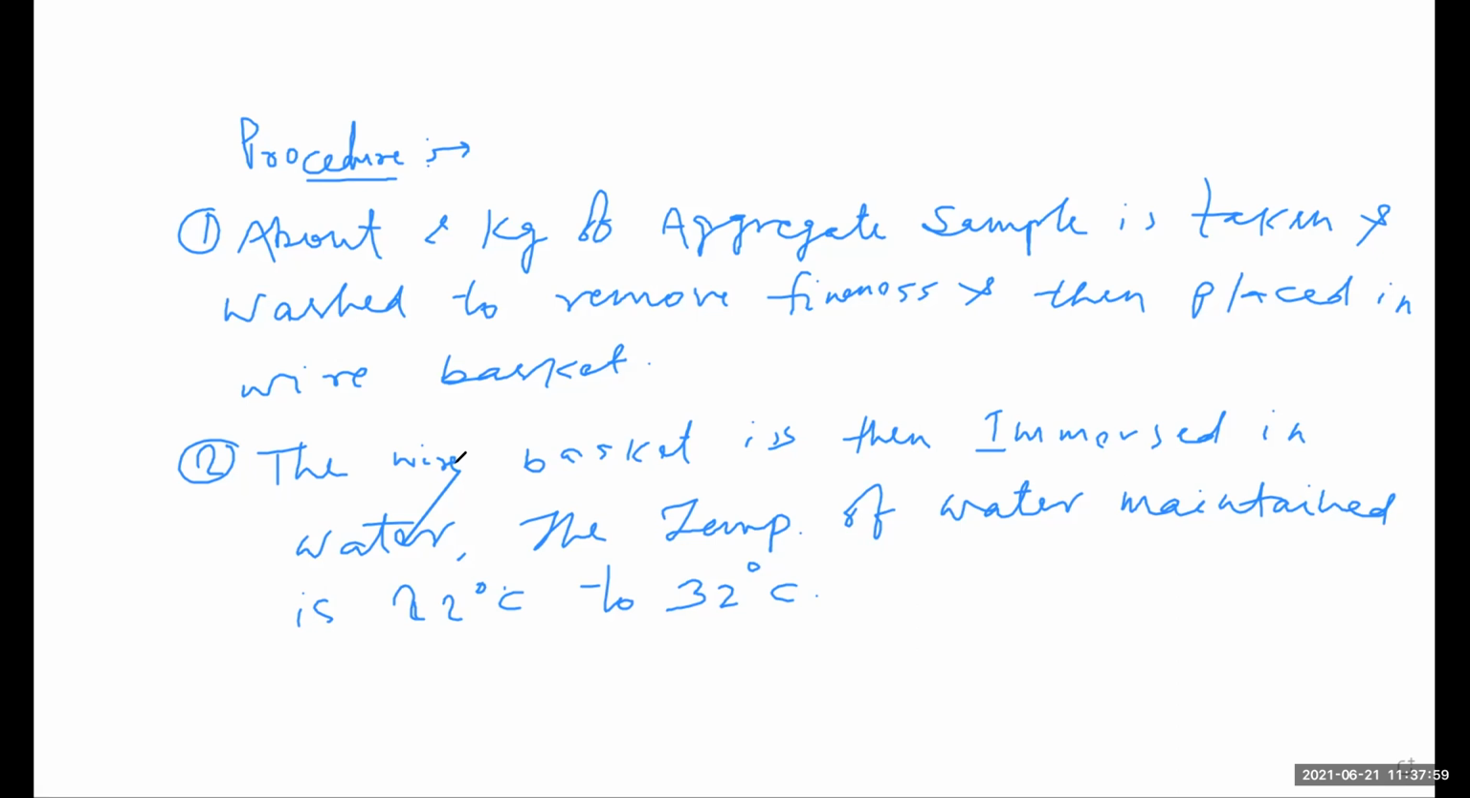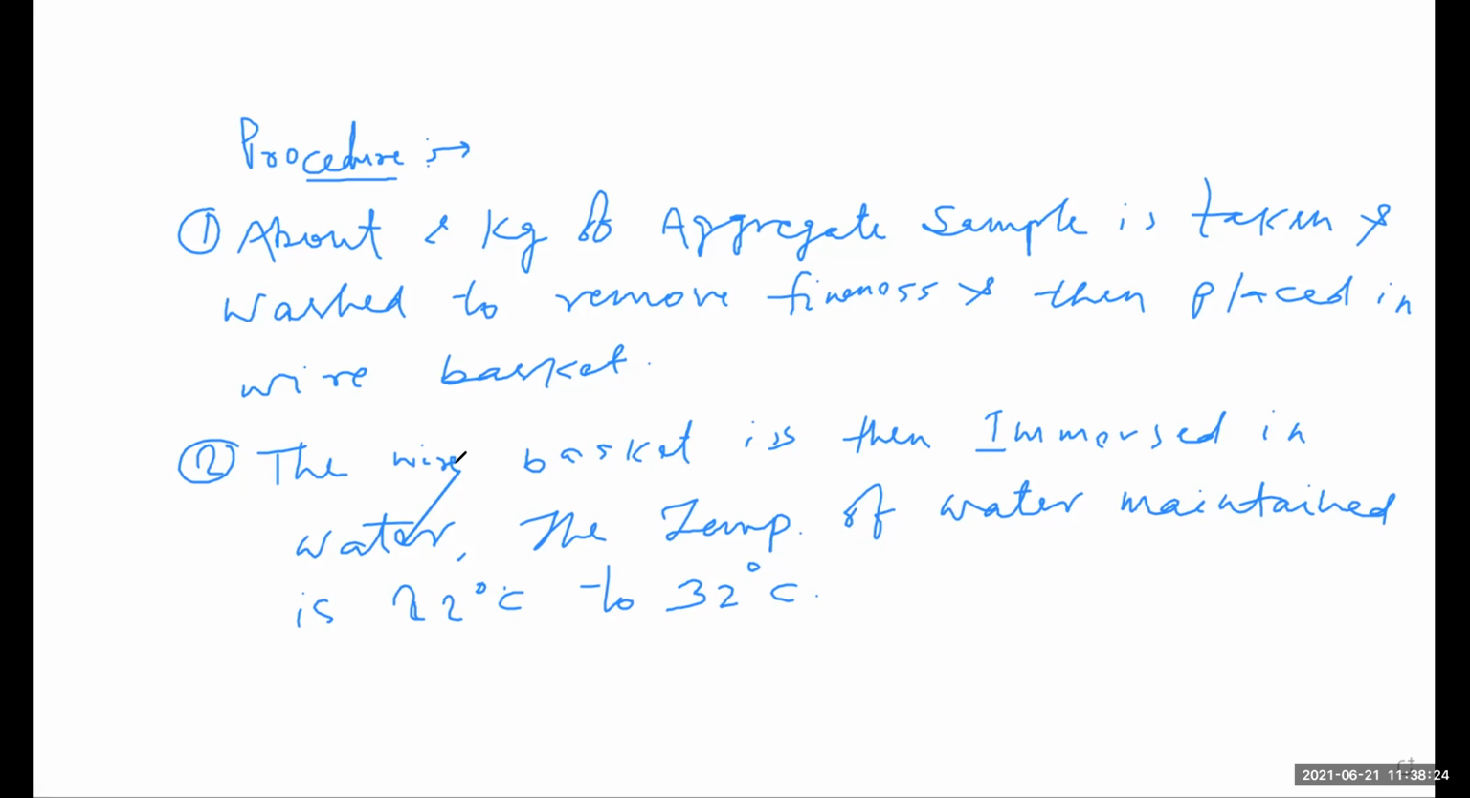Next, the basket and aggregates are removed from water and dried with a dry absorbent cloth. Next point is the surface dry aggregate is also weighed. Next, the aggregate is placed in a shallow tray and heated to about 110 degrees in the oven for 24 hours. Later, it is cooled in an airtight container and weighed.